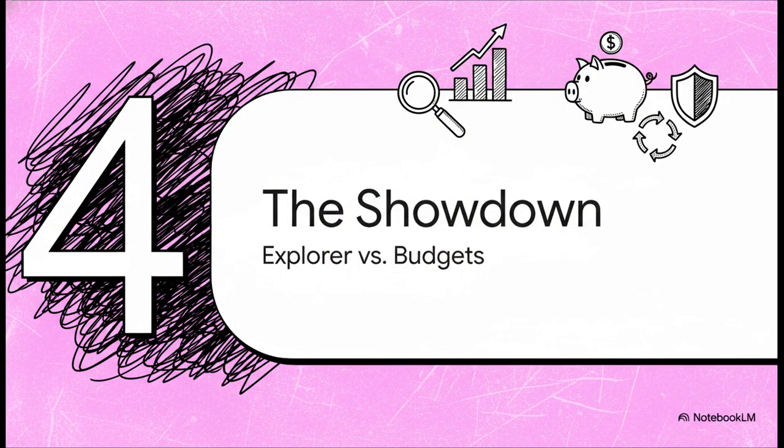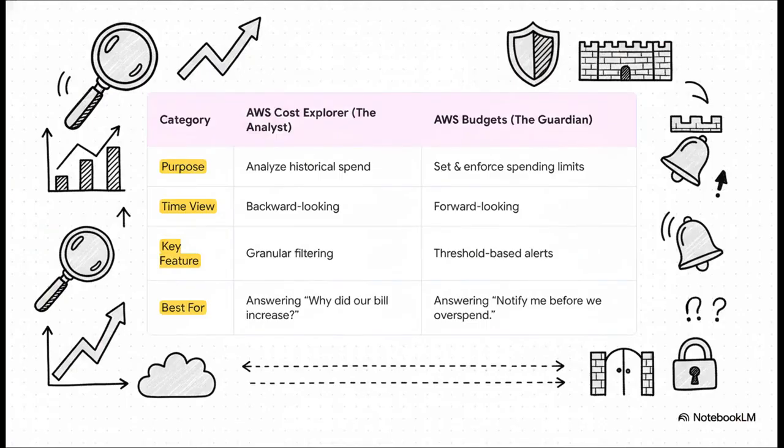All right, let's do a direct comparison, the showdown. If you're studying for that Cloud Practitioner exam, this next slide is your golden ticket. It's the ultimate cheat sheet. Seriously, if you're going to remember one thing, make it this. Cost Explorer is the analyst. It looks backward to answer, why did our bill go up? AWS Budgets is the guardian. It looks forward to say, stop, you're about to overspend. One is for insight, the other is for control.